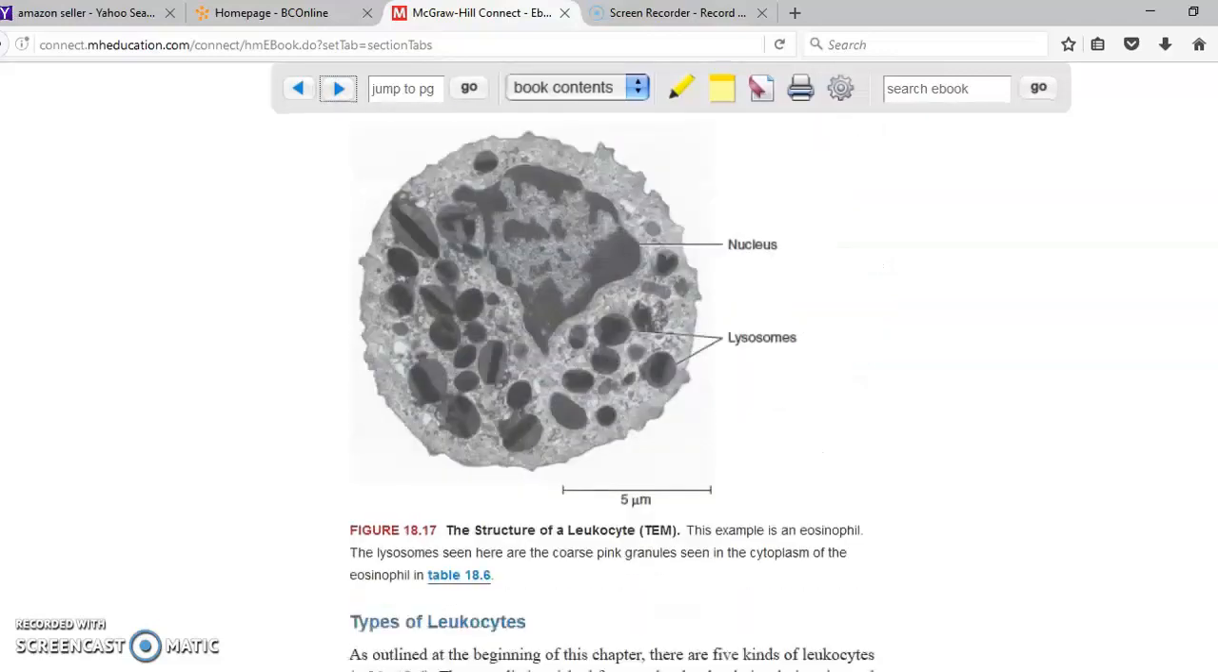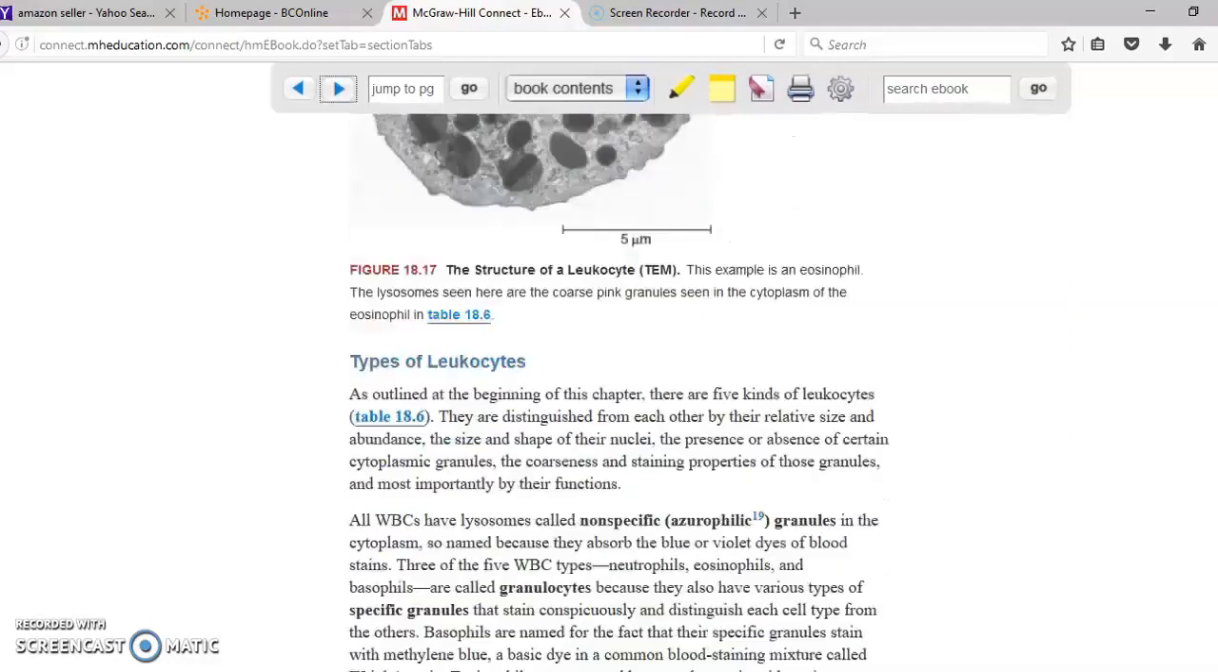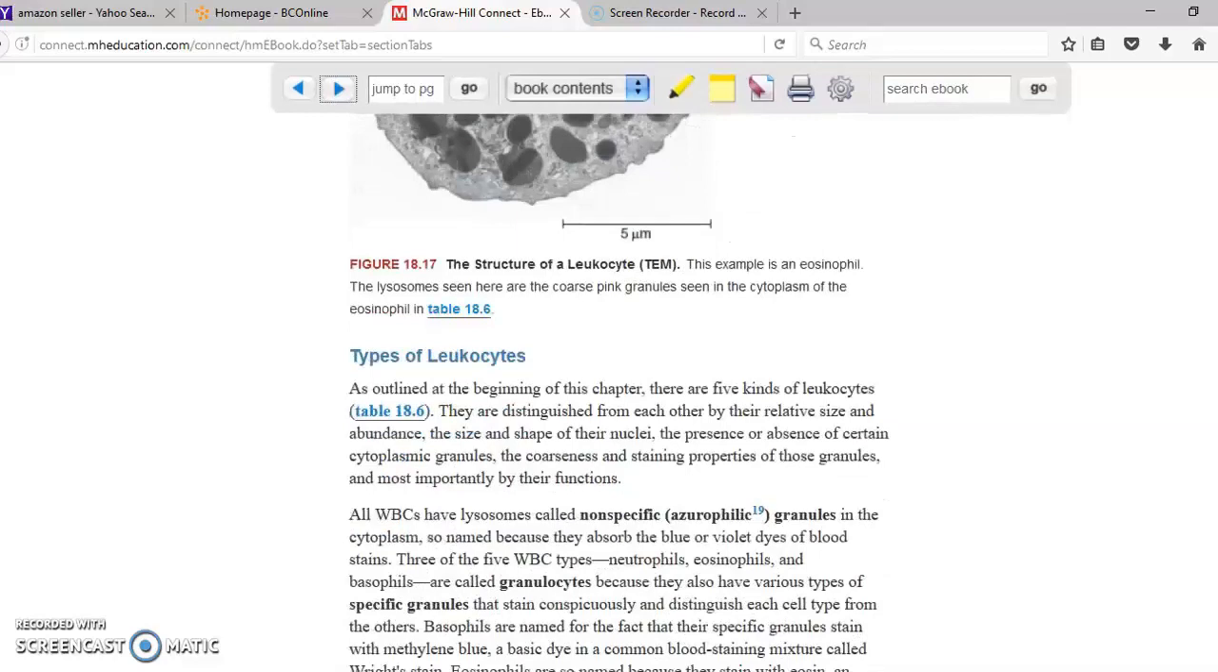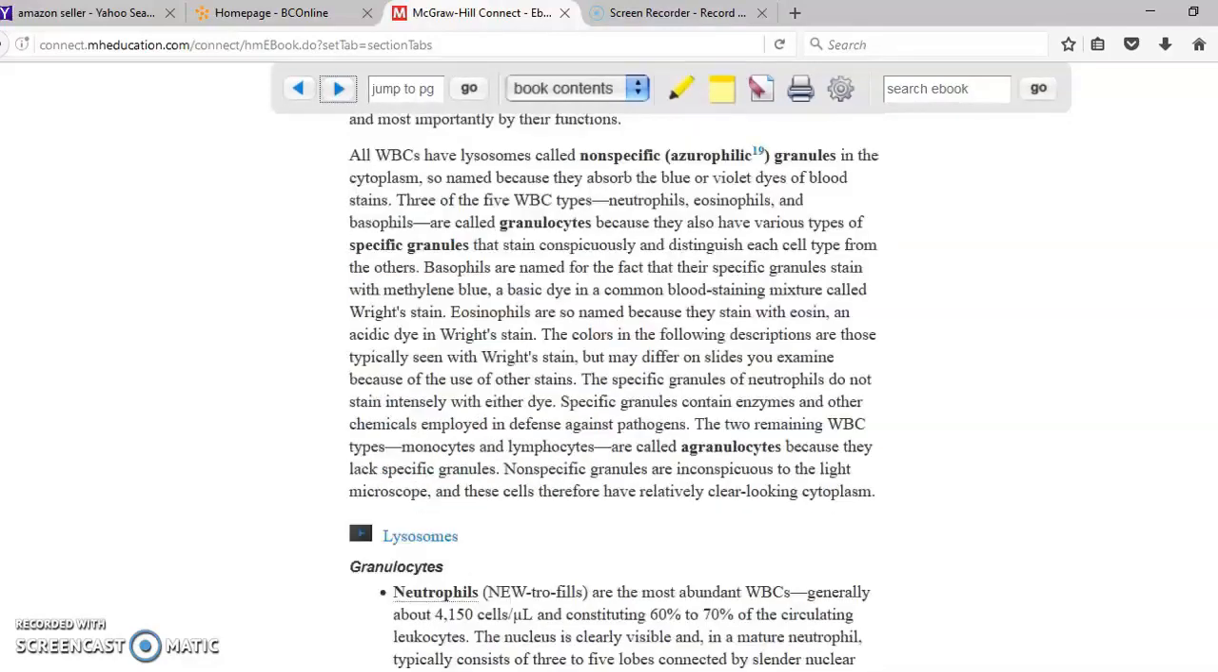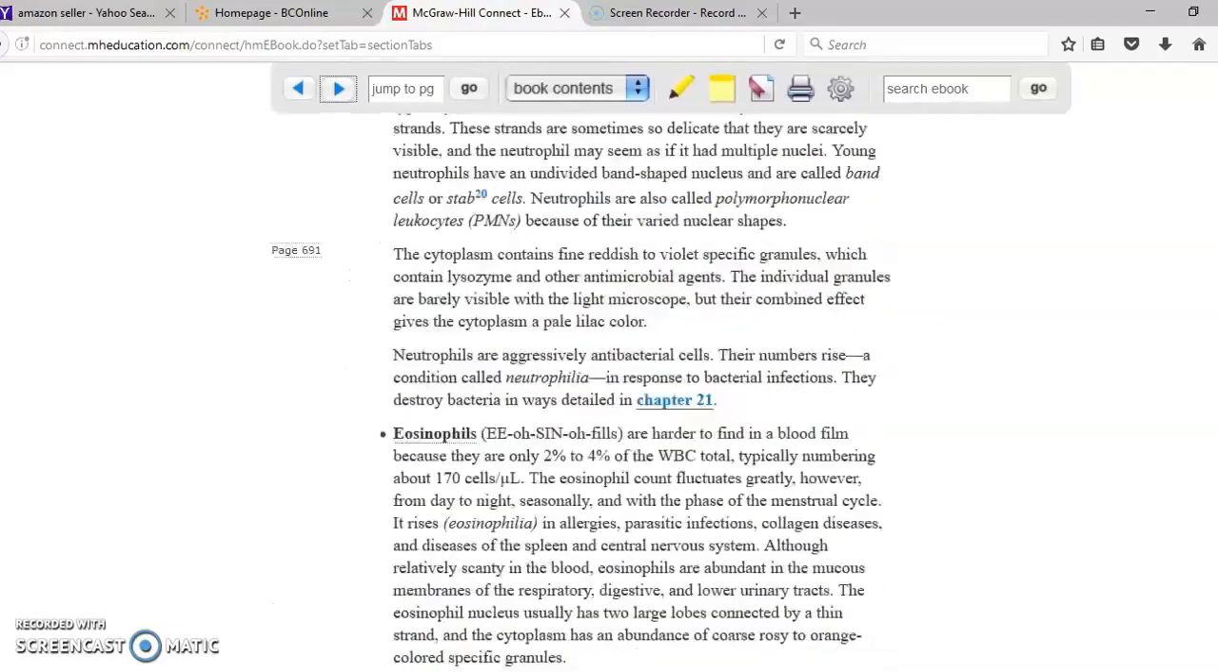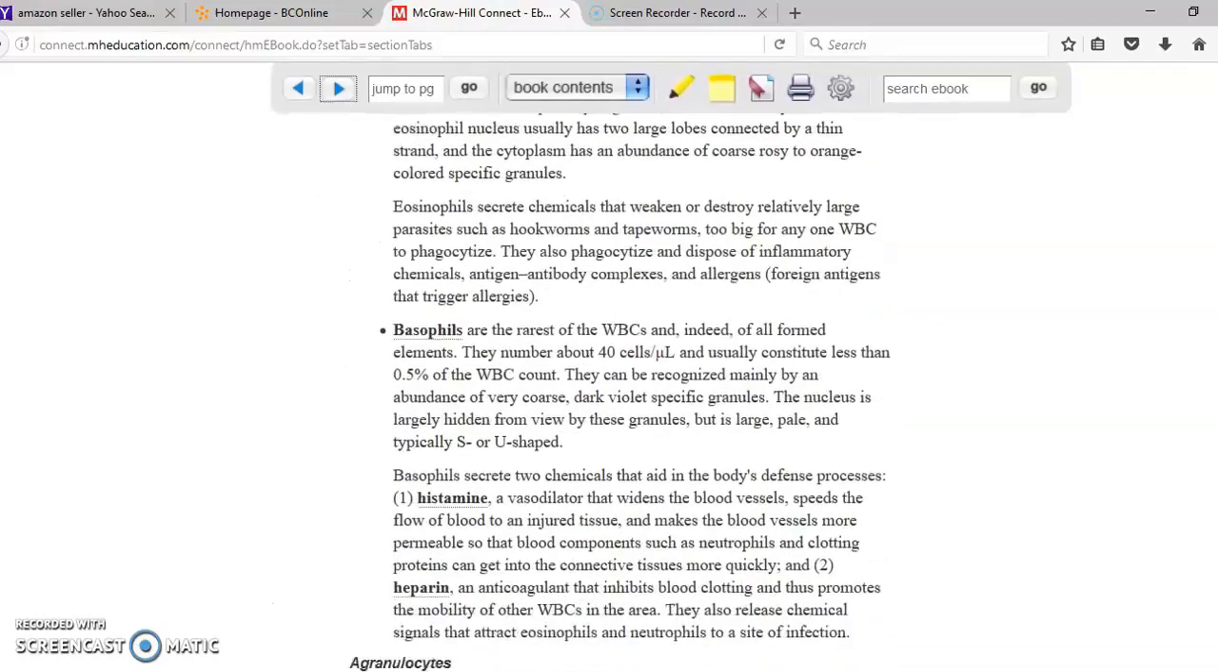One characteristic that red blood cells have is that they do not have a nucleus and they don't have organelles. On the contrary, white blood cells do have a nucleus as well as cell organelles, as you can see in this figure. On the types of leukocytes, we said that we have two main groups, granulocytes and agranulocytes. The granulocytes are neutrophils, basophils, and eosinophils, and the agranulocytes are the monocytes and the lymphocytes. If we scroll down, these are the granulocytes.